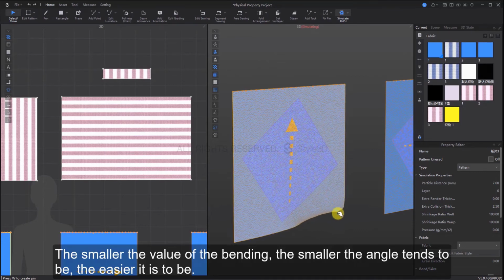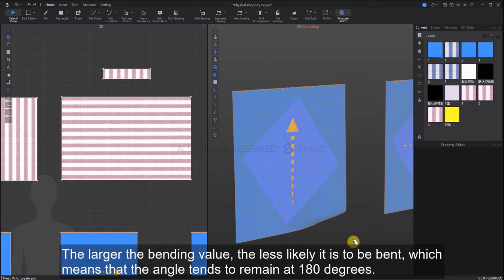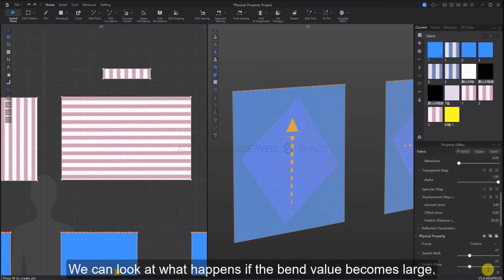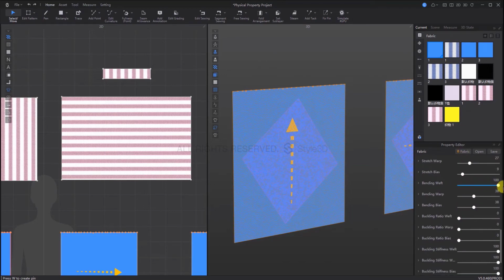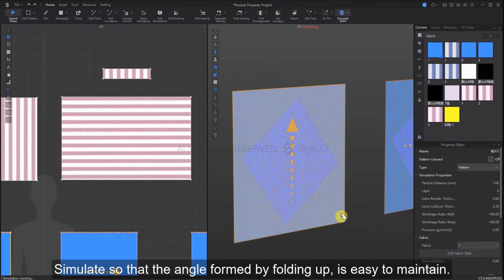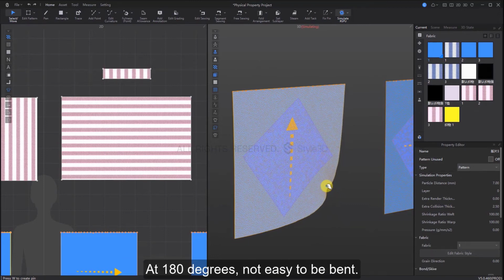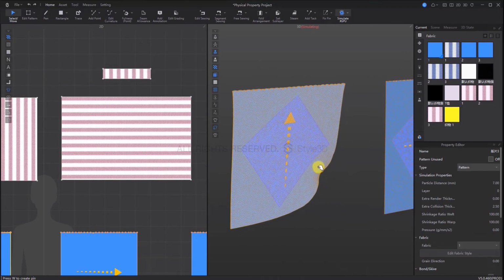The smaller the value of the bending, the smaller the angle tends to be, the easier it is to be bent. The larger the bending value, the less likely it is to be bent, which means that the angle tends to remain at 180 degrees. We can look at what happens if the bend value becomes large. Simulate. So the angle formed by folding up is easy to maintain at 180 degrees. Not easy to be bent. The fabric will also look very hard.